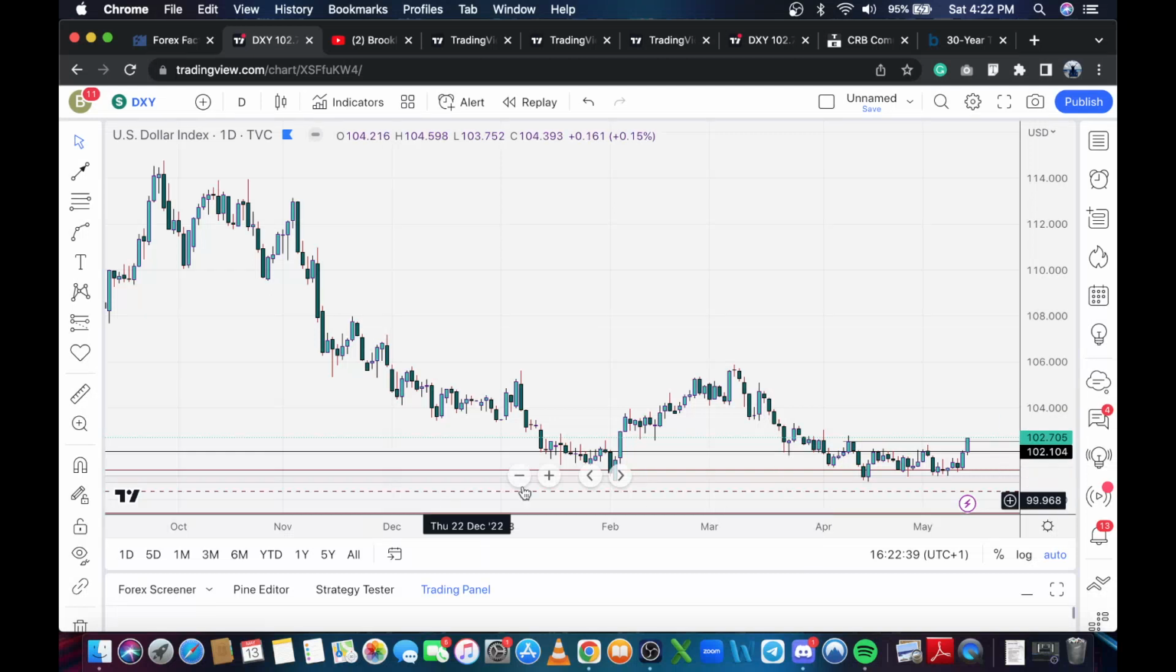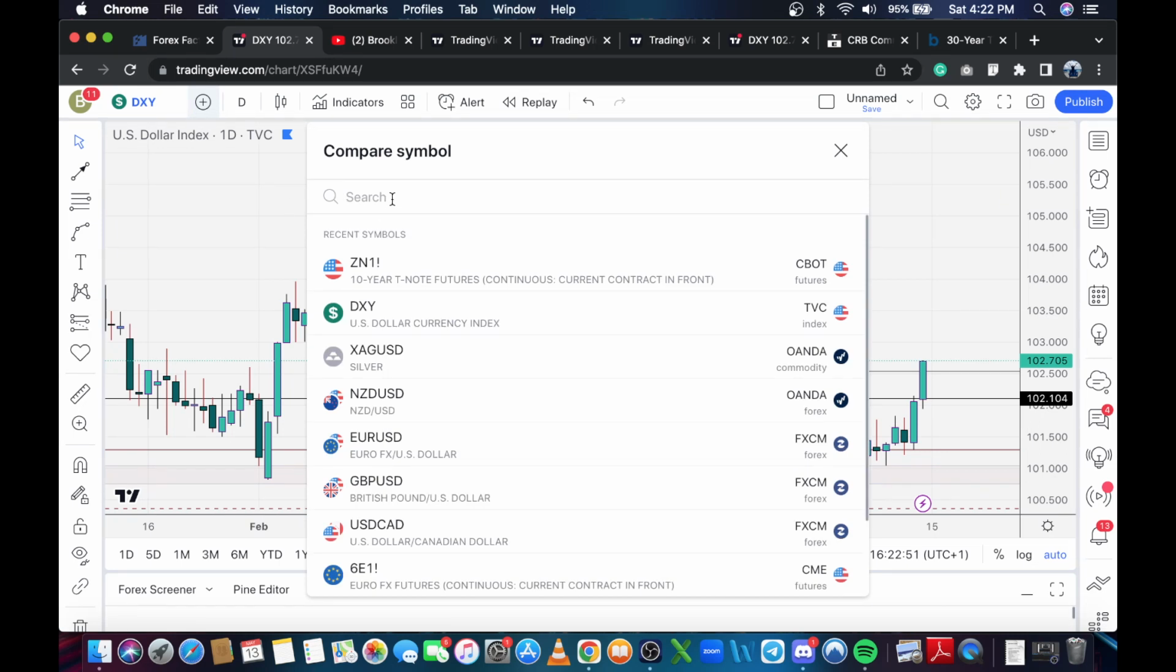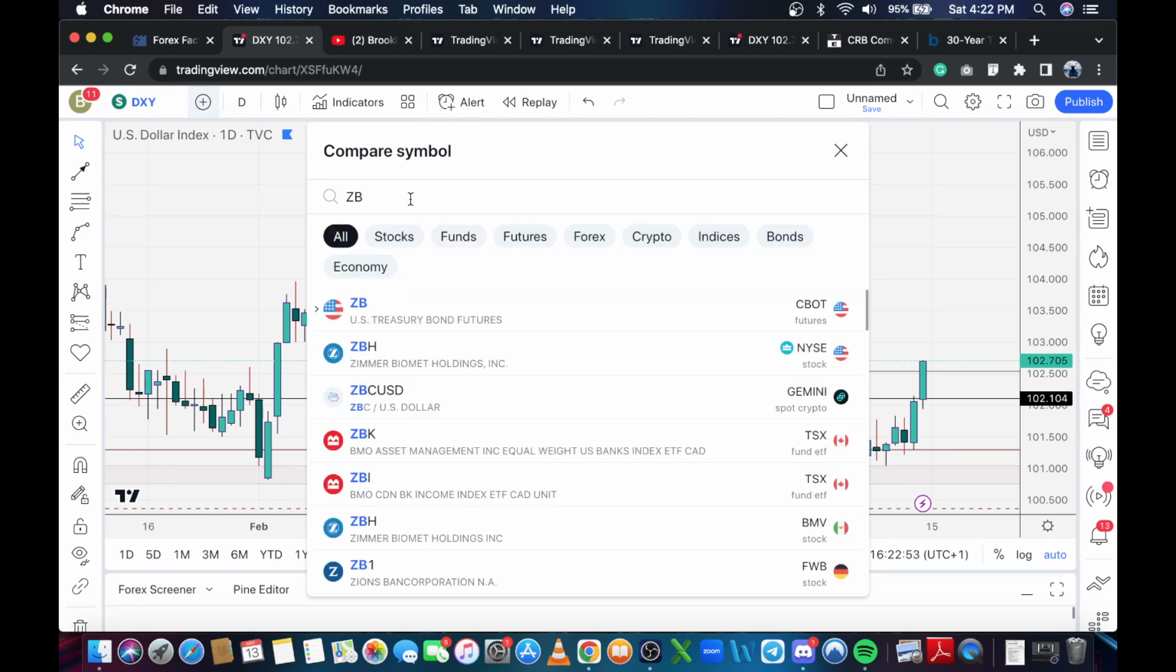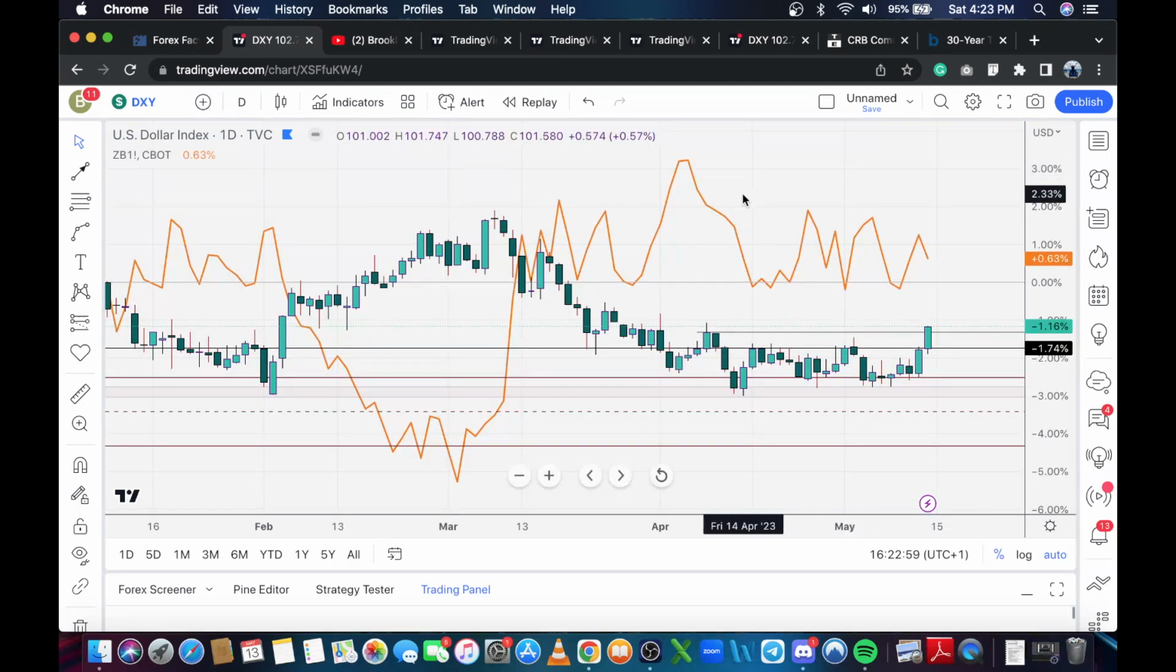Let's see. Here, you can see between March 8th to 14th of April, we had a decline on dollar. If we pull up the 30-year interest rate, which is ZB, that's US Treasury bond futures. You can see while dollar was declining, it was rallying.